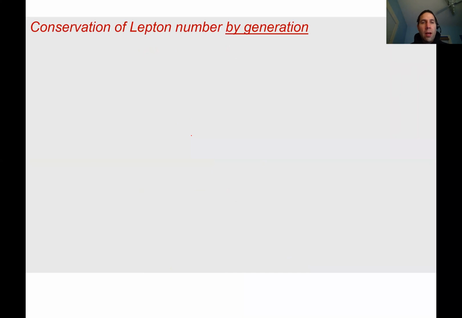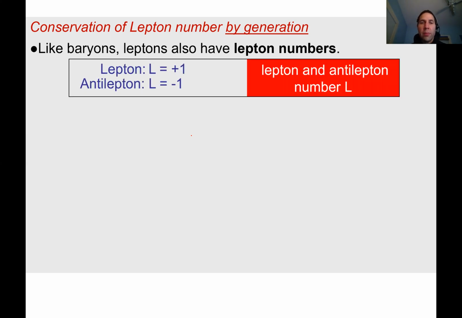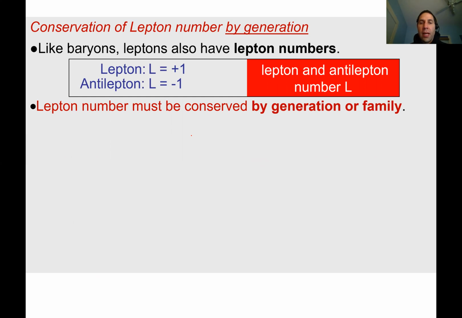Okay. Conservation of lepton number by generation. This is the third conservation law that particle physics reactions have to obey in order to be valid. So leptons have lepton numbers, which is similar to baryon numbers. So a lepton is going to have a lepton number of +1. An anti-lepton is going to have a lepton number of -1. And lepton number must be conserved by generation or family.